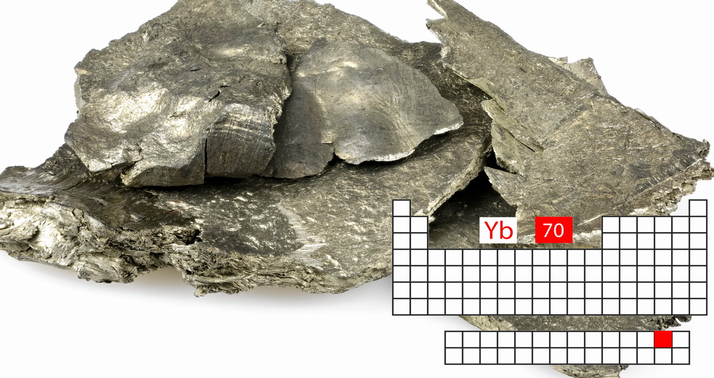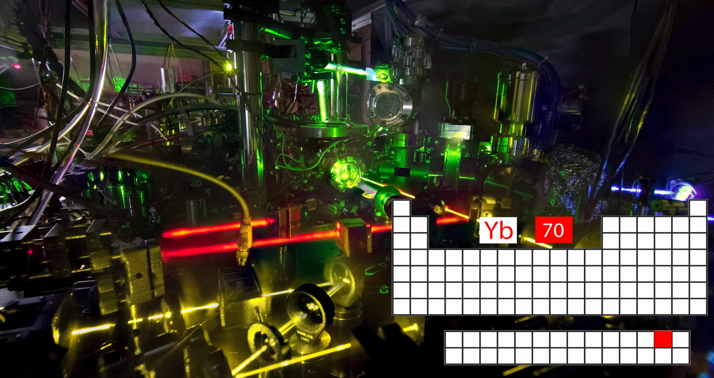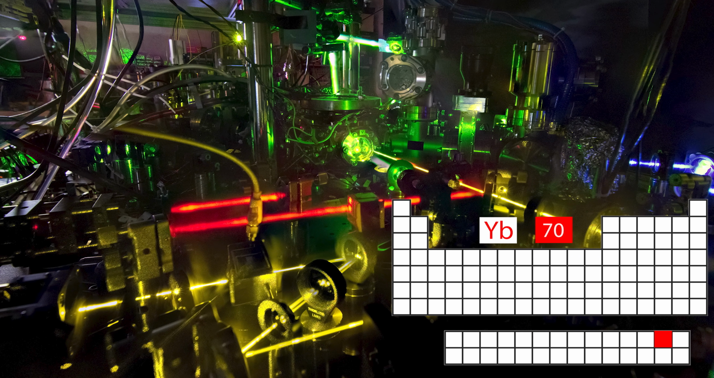Next up is element 70, which is ytterbium, and that's used in atomic clocks and also in strengthening steel. Here's a fun fact. When under extreme pressure, this element becomes a semiconductor instead of a metal.